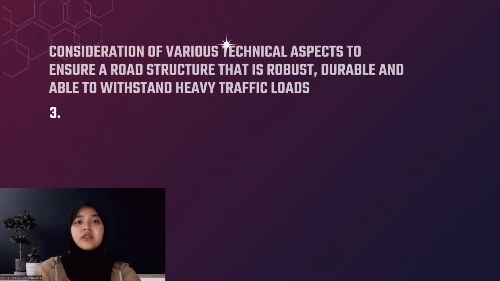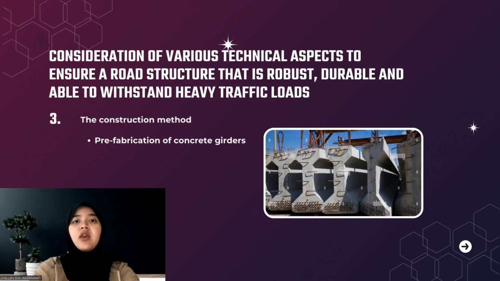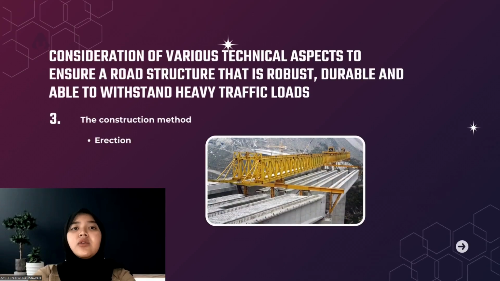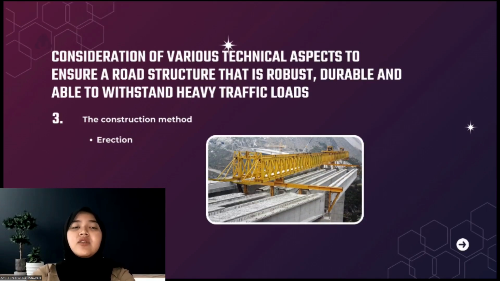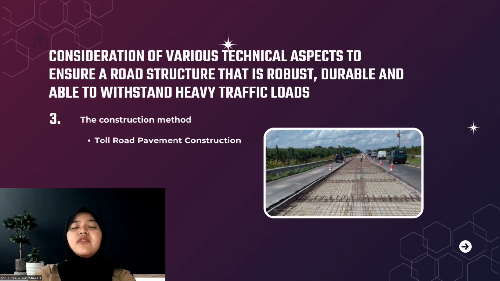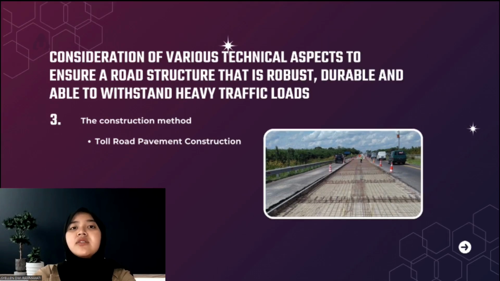The construction method selected for the construction of the highway over which there is an elevated road overpass. Prefabrication of girder and pile, which are prefabricated at the factory before being brought to the project site. Erection: road components are transported and assembled at the project site using cranes. Toll road pavement construction: installation of subgrade, base, and reinforced concrete surface layers by on-site casting method.